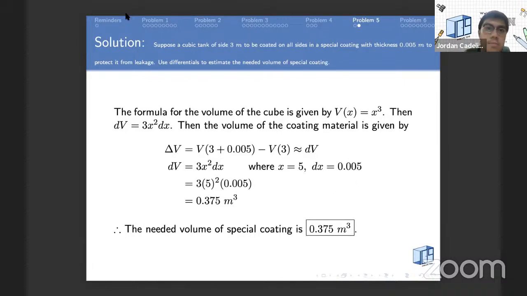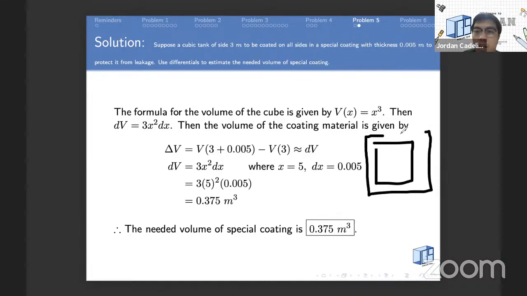So, imagine, i-2D ko to. So, kunwari meron kang coating dito, ay meron kang cube dito. So, bale, meron tayong certain differential and ang ating coating natin is represented by dx. So, yan yung gagamitin nating dx, 0.005. Tapos, ang initial natin is 5. So, yan yung substitute natin dito. So, this is equal to 3 times 5 squared times itong 0.005. Kaya, ang sagot natin dito ay 0.375 meter cube.